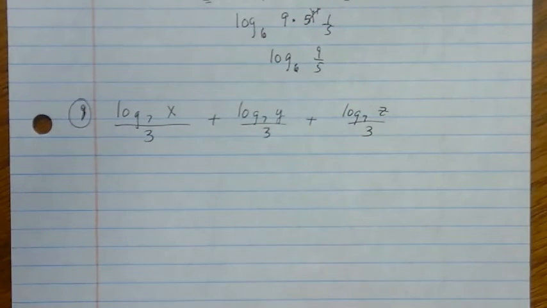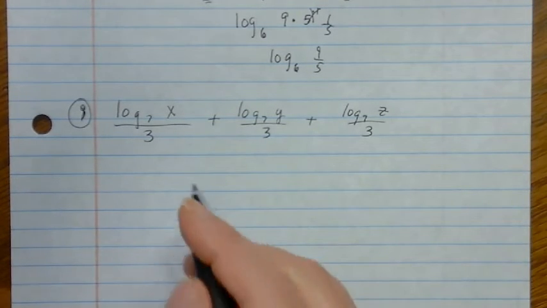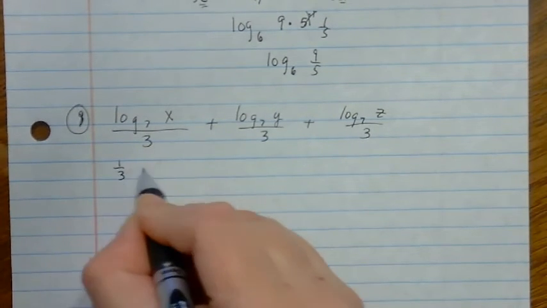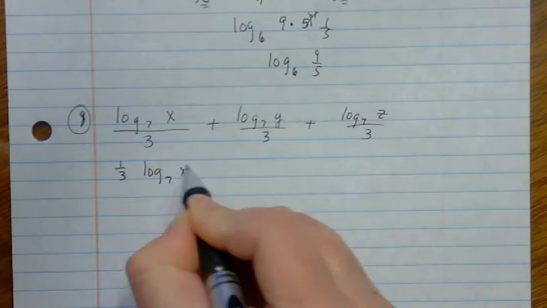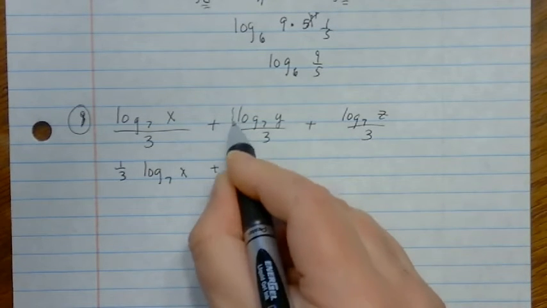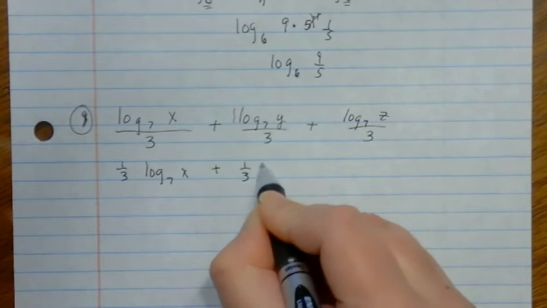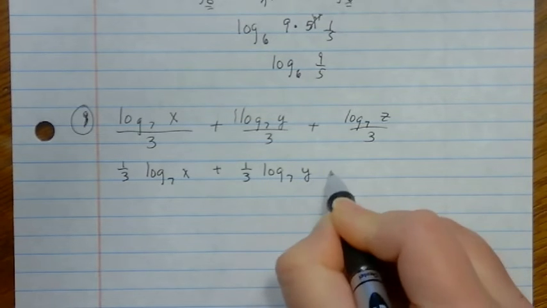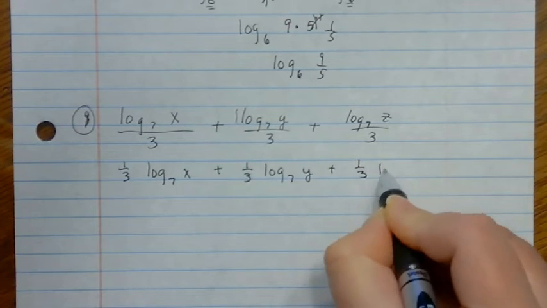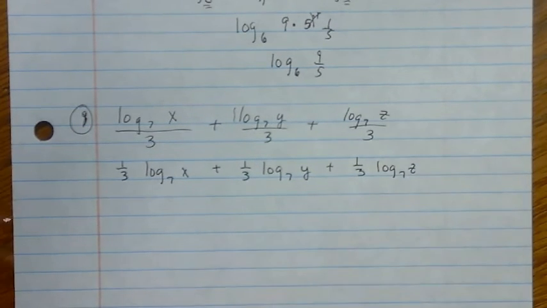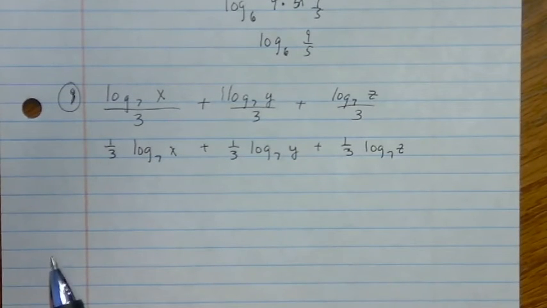All right, let's look at this one. This one looks kind of crazy because it has each part as divide. But I want to remind you that this really means 1/3 log base 7 of x. And this is like a 1 here and a 3 here. So 1/3 log base 7 of y plus 1/3 log base 7 of z. So I'm going to take each one of those.